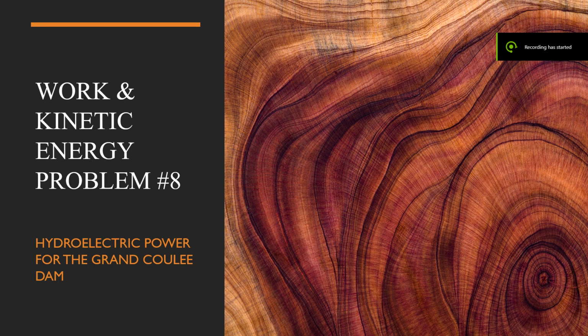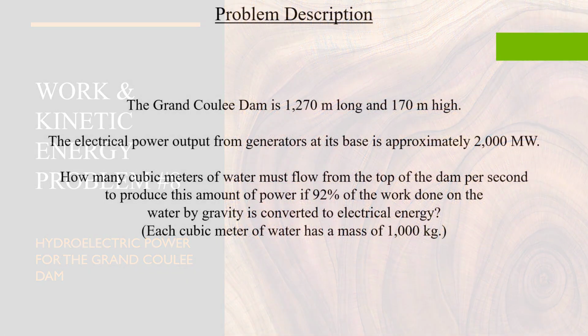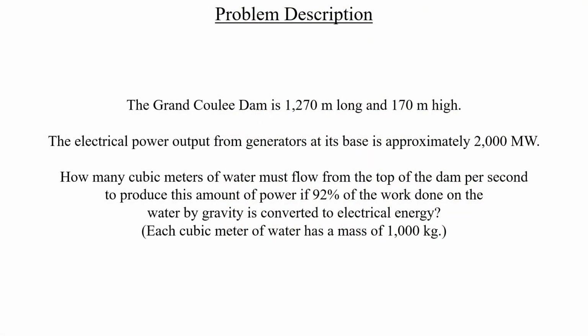Hey guys, here's another problem that I wanted to spend some time on real quick. We have this dam, the Grand Coulee Dam located in Washington State, which has the following power output. It's our job to figure out how many cubic meters of water per second have to flow through it in order to generate that amount of power.